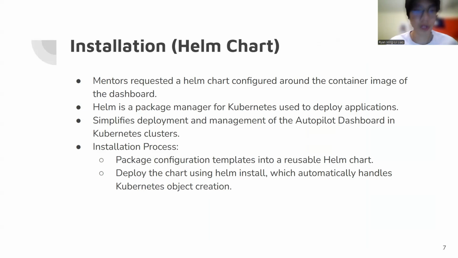One thing we worked on this sprint was installation in the form of a Helm chart. Our mentors requested a Helm chart that is configured around the container image of our dashboard. Helm is a package manager for Kubernetes that is used to deploy applications, and it simplifies deployment and management of the Autopilot dashboard in Kubernetes clusters. The installation process is packaging configuration templates into a reusable Helm chart, and we deployed the chart using Helm install, which automatically handles Kubernetes object creation.